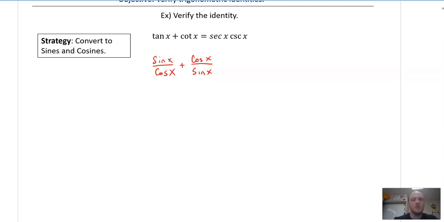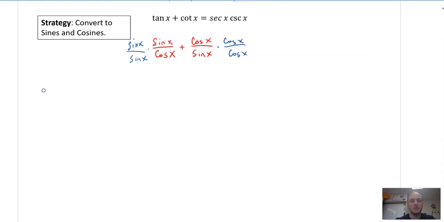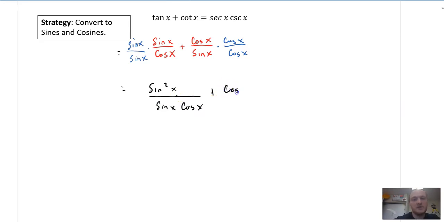Okay, and then next, in order to add these, I need to have a common denominator. So I'm going to multiply by sine of x on the left, and then on the right, I'll multiply by cosine of x, by a factor of 1, so I'm not really changing this. This is going to become sine squared of x over sine x cosine x plus cosine squared x over sine x cosine x.